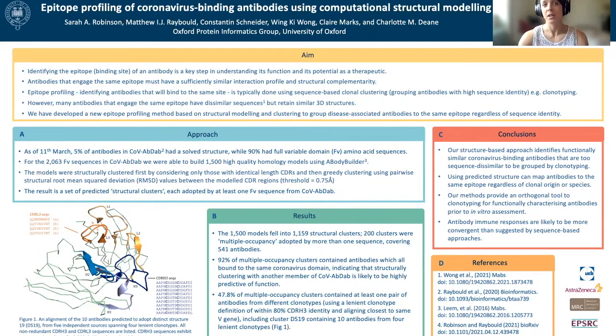However, many antibodies that engage the same epitope have dissimilar sequences, but might have similar 3D structures. So we've developed this new method based on the structural modeling of the antibody sequences and then clustering based on these structures to group disease-associated antibodies to the same epitope, regardless of how similar the antibody sequences are.